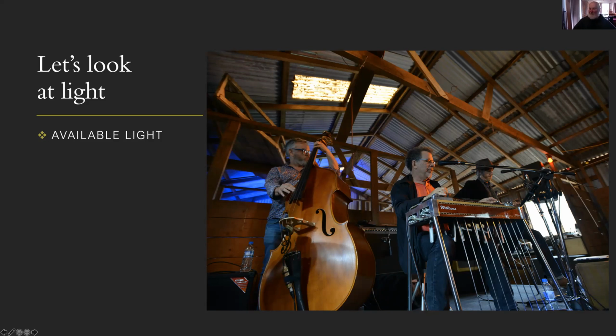So multiple light sources like that, particularly if they have different color temperatures and they're playing differently on the subject, can have quite a striking effect.